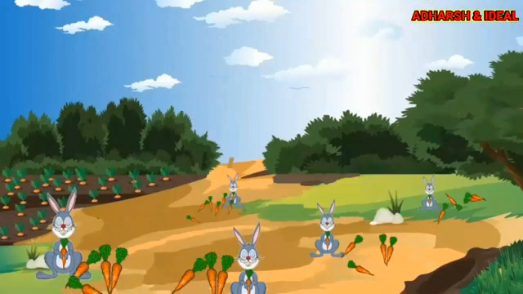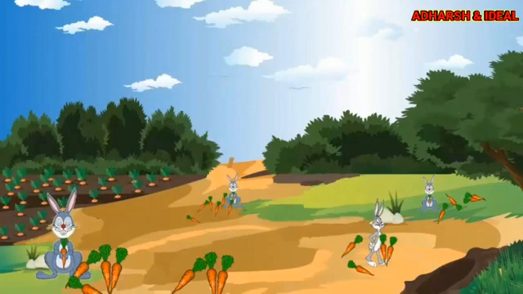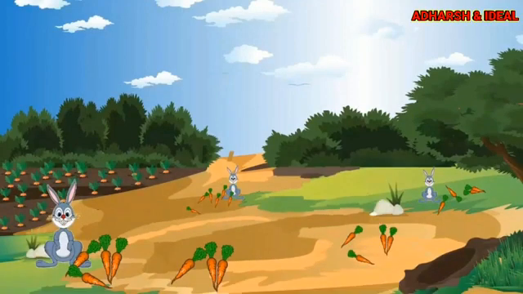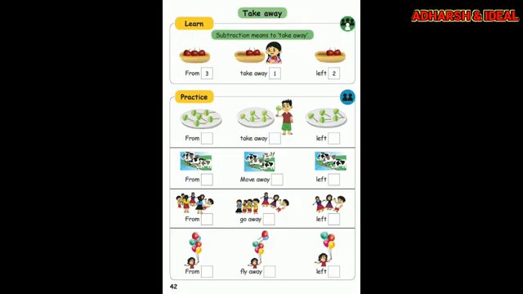There are 5 rabbits eating the carrots. 2 rabbits have gone home after eating the carrots. Kids, now guess how many rabbits are remaining? 1, 2, 3. 3 rabbits remaining. From 5 rabbits, 2 rabbits went home. Now 3 rabbits only are eating the carrots. So 5 minus 2 equal to 3. Next, take away.